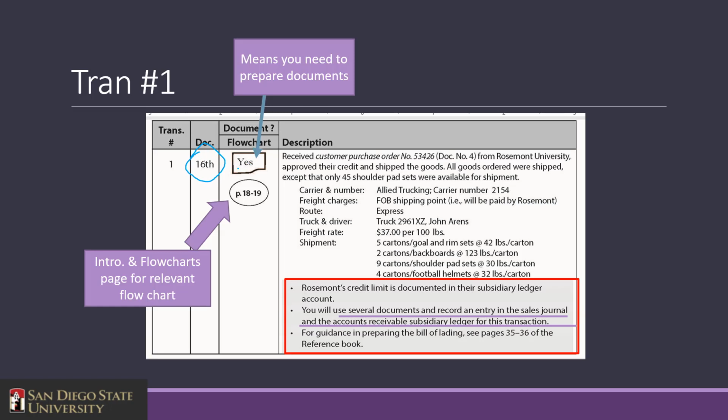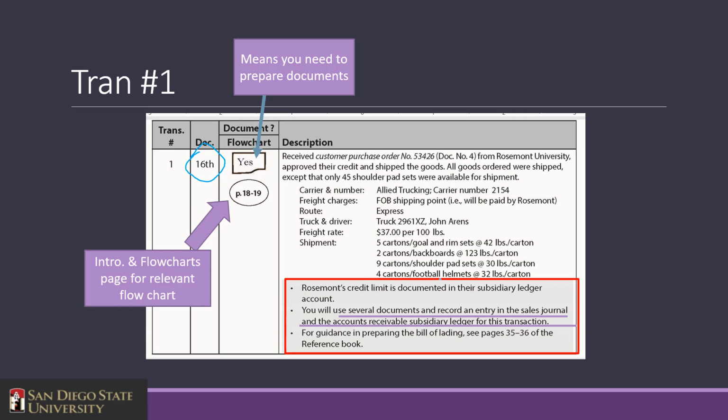Also note the symbol here. With this "yes" here, this symbol means that for this transaction, you need to prepare some documents. And the page number here means that you should look at the instructions and flowcharts book on pages 18 to 19 for relevant flowcharts. So here's the transaction, all right? And you can skim through the transaction content here.